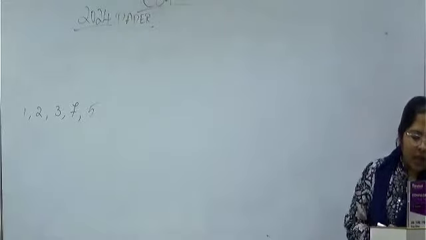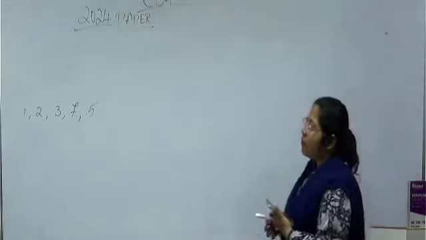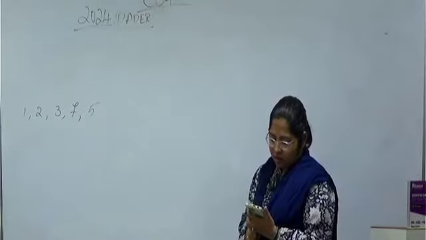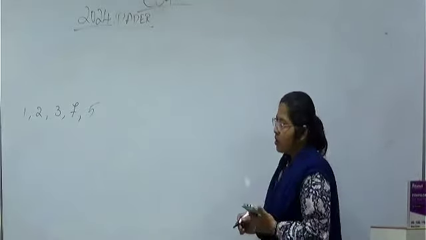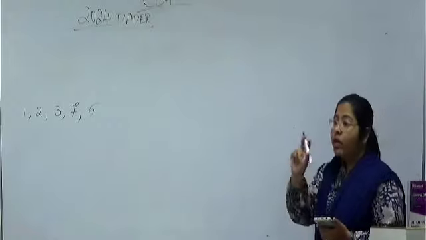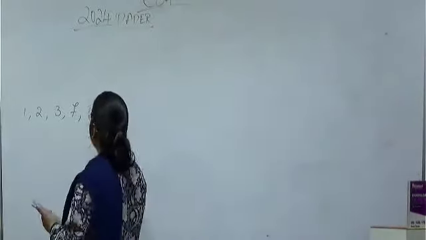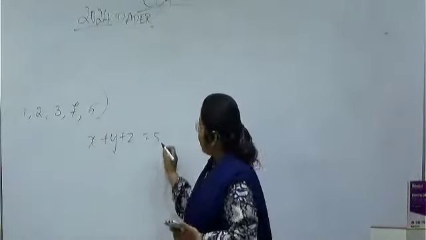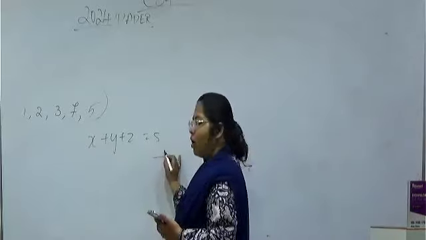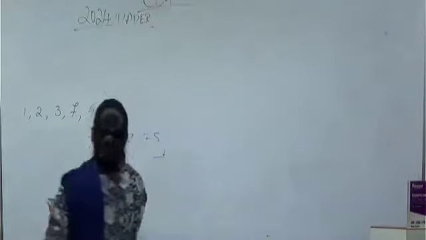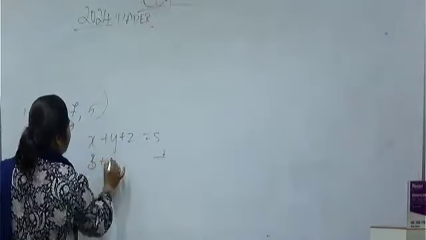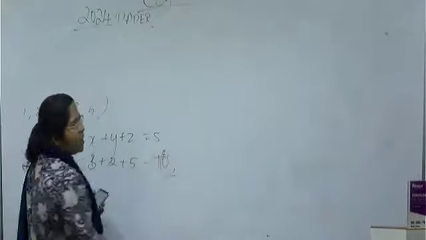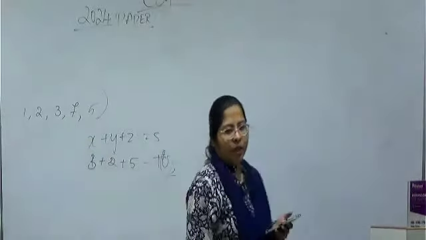Now, can the sum be 0 in any possibility? I am asking about the unit digit. When you add x plus y plus z to get the sum, you can take any numbers from these in place of x, y and z. Can the sum's unit digit be 0? It is possible, obviously. See, 1 plus 3 plus 2 plus 5 gives me 10, so the unit digit is 0. The first condition is possible, satisfied.